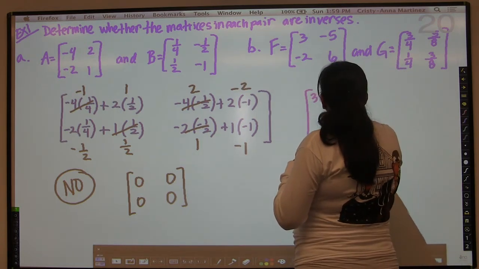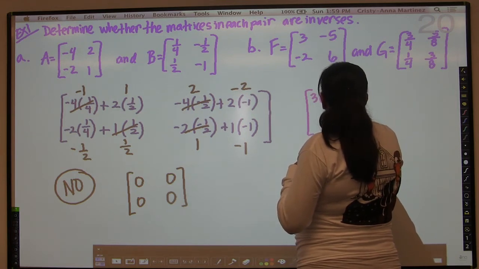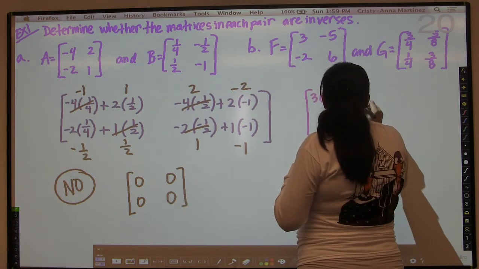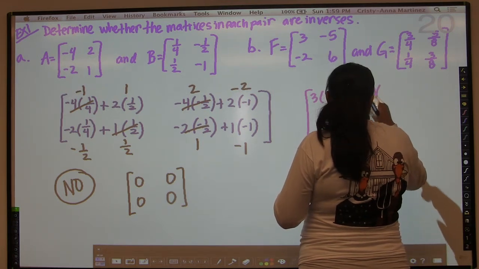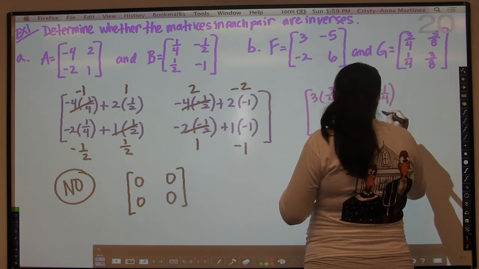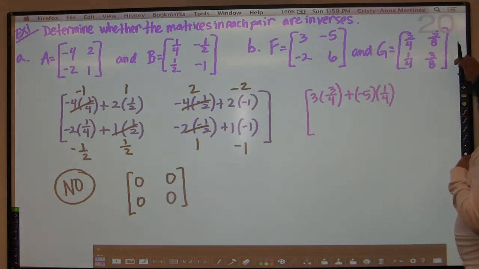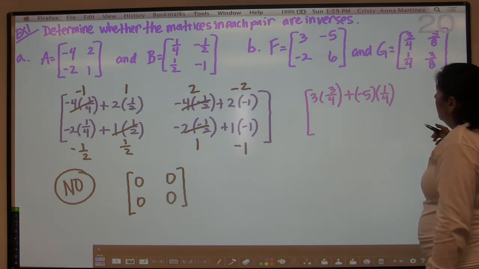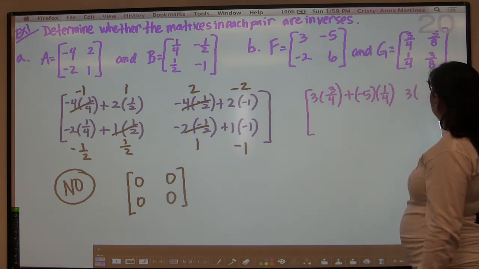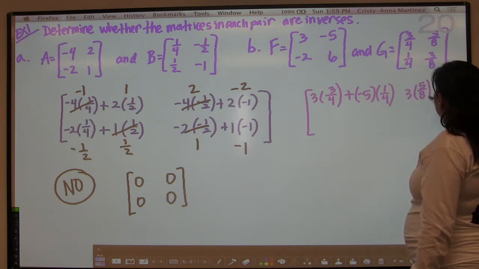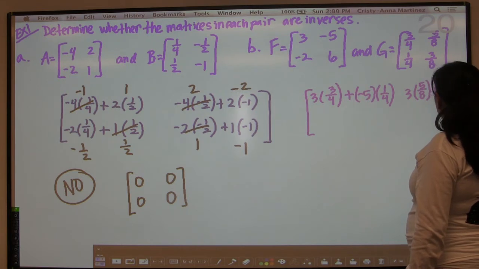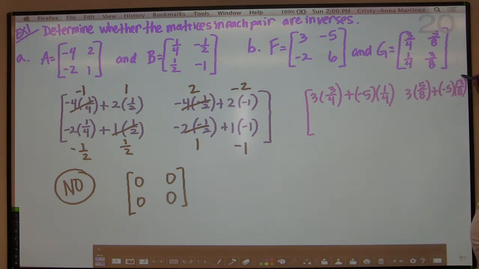3 times 3/4. And then we're going to add that to -5 times 1/4. And then I'm going to have to move this little strip here because it's kind of in my way. And then we're going to go 3 times 5/8. If you can't read that very well, that's a 5/8. And add that to -5 and 3/8. Like that. Okay.